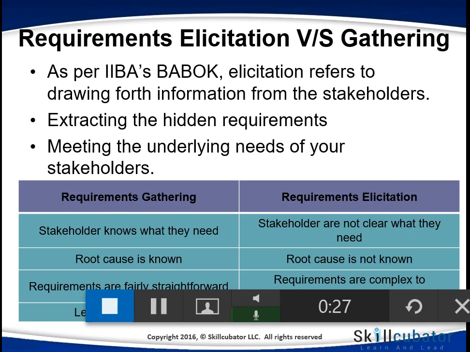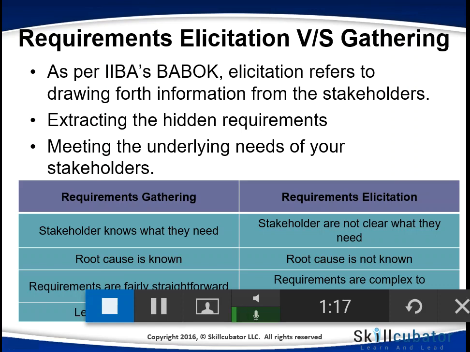While requirements gathering is pretty much straightforward and easy to understand, analyze, and helps us document the requirements, requirements elicitation is a bit complex. When we say requirements gathering, it means that the requirements are clear, the stakeholder knows for sure what their needs are, and everything else is well thought out. As per IIBA's body of knowledge, BABOK, requirements elicitation refers to extracting or drawing out the requirements from the stakeholder community to uncover their real needs or real requirements rather than their stated needs or stated requirements.